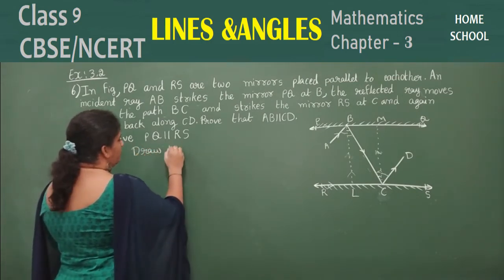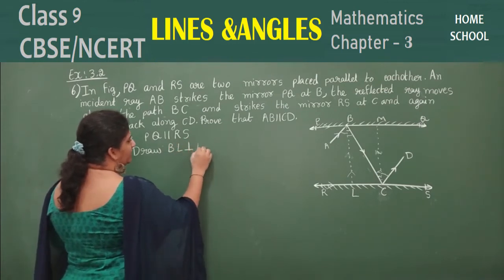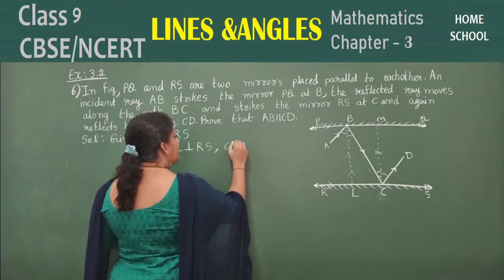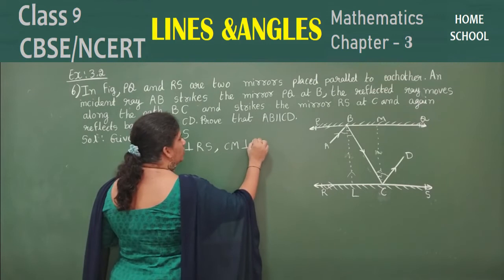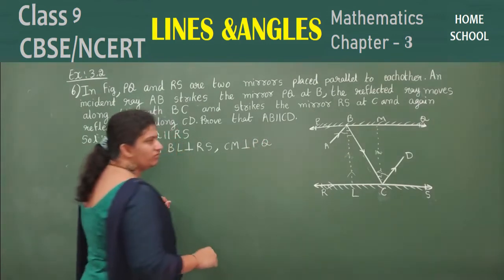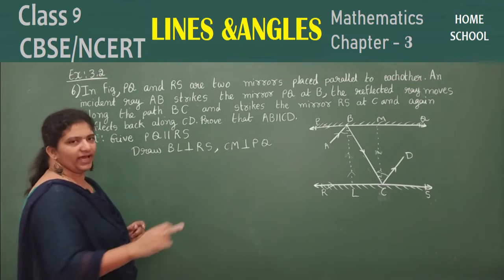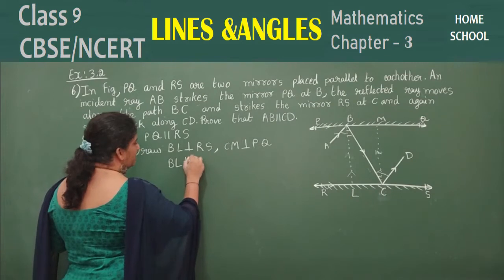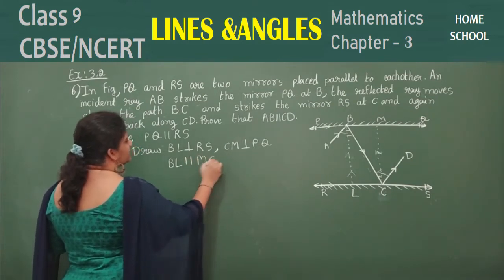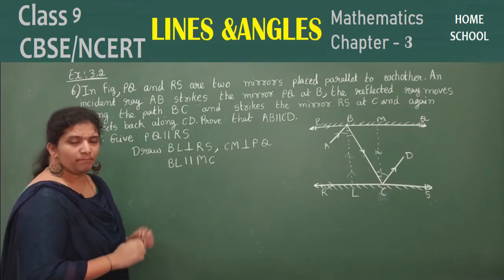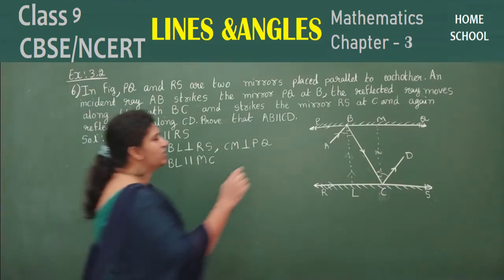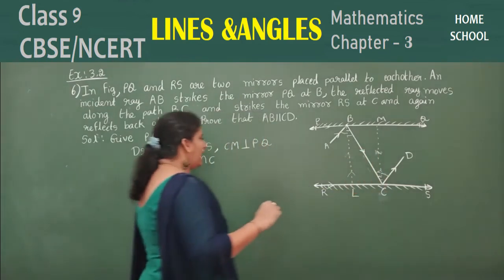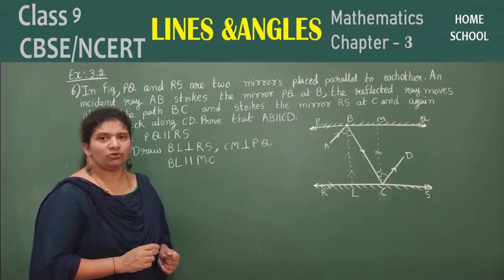Draw BL perpendicular to RS and CN perpendicular to PQ. Okay, I've drawn two lines and I say that BL is parallel to MC. So I've drawn perpendiculars and I say these two lines are parallel. BL is parallel to MC.